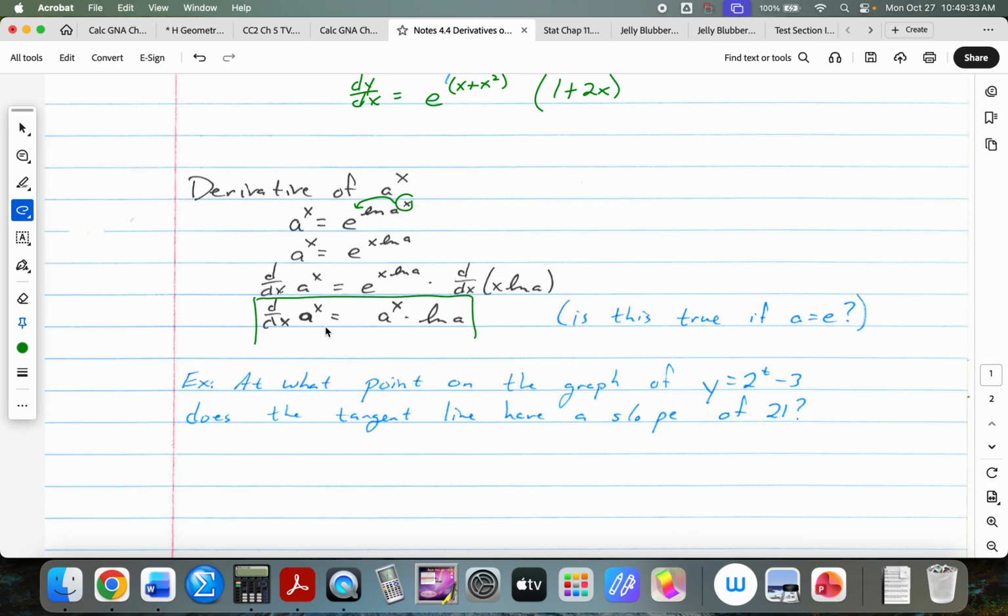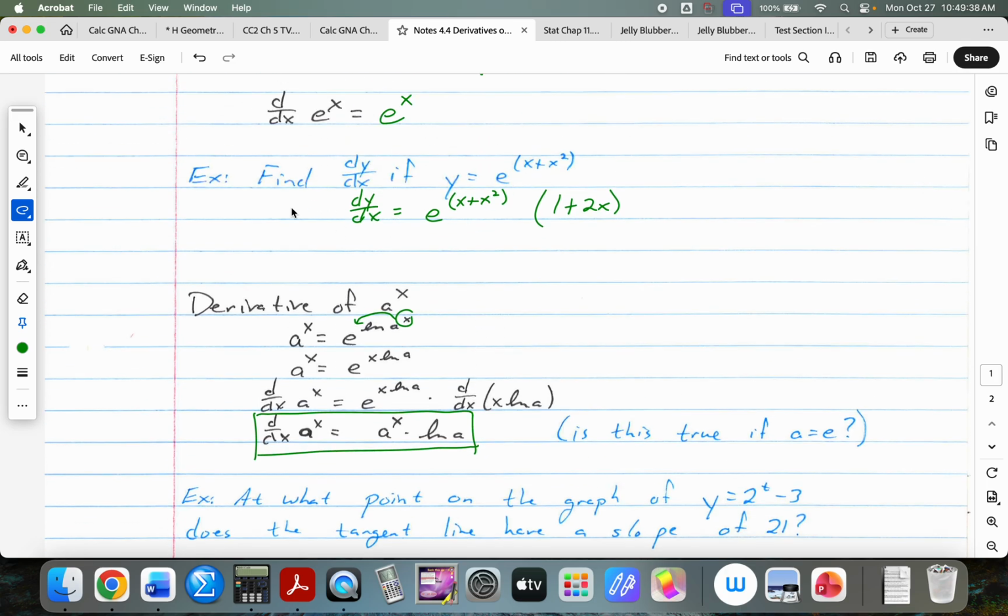So if you only wanted to memorize one rule, this would be the one to memorize. But we do a lot of ones with e, and so I would memorize this also. Notice I asked the question here, is this true if a is equal to e? Well, the derivative of e to the x then would be e to the x times the natural log of e, and the natural log of e is 1, because natural log and e undo one another, and the exponent on e there is 1.